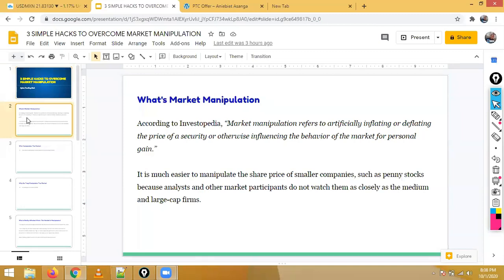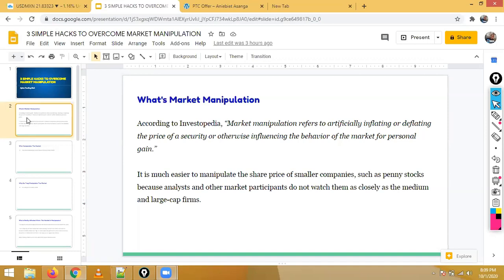According to Investopedia, market manipulation refers to artificially inflating or deflating the price of a security, or otherwise influencing the behavior of the market for personal gains. So that is the dictionary meaning of manipulation. But very soon, in the next few minutes, we are going to see how this manipulation happens on the chart. In the next 4 slides, I'm going to show you some live examples on the chart.